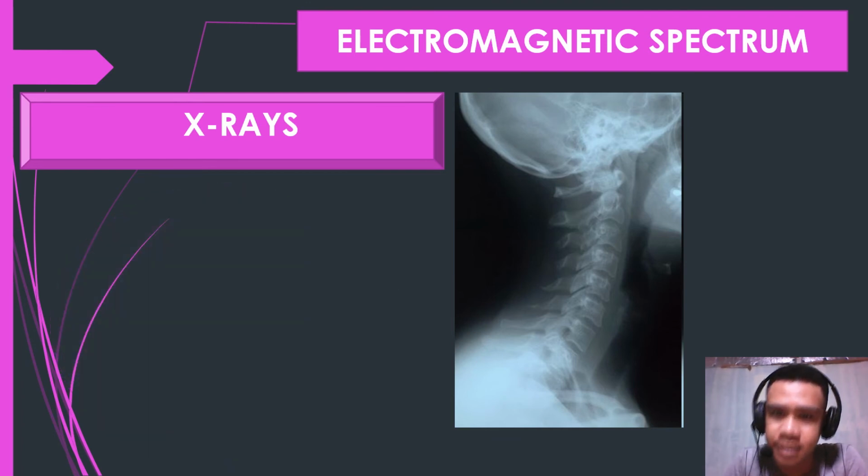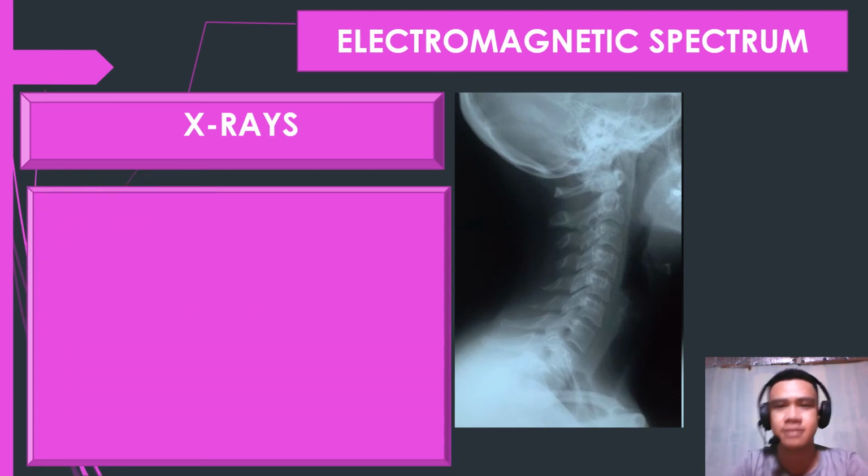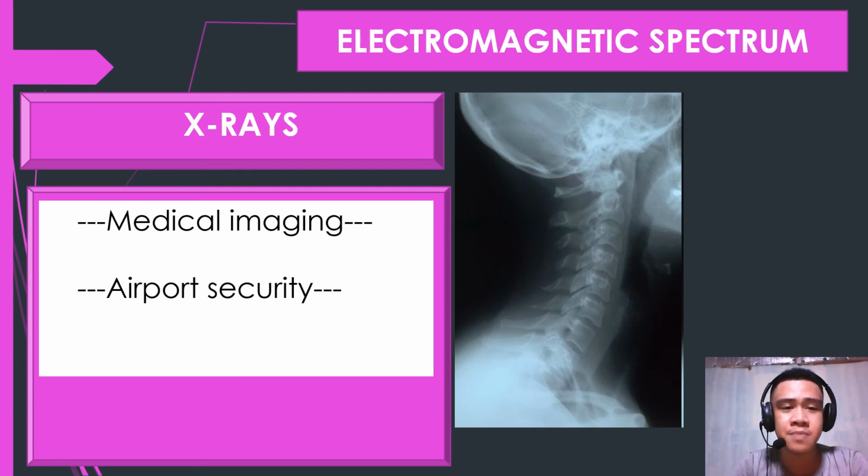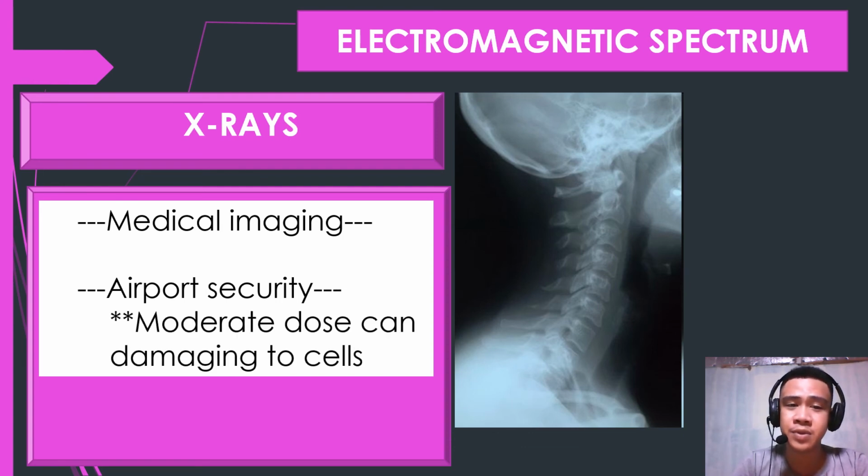So that is our neck, the bones of our neck. So when do we use X-rays? X-rays can be used in medical imaging and airport security. A moderate dose can be damaging to cells. A dentist uses X-rays to image your teeth, and airport security uses them to see through your bag. Hot gases in the universe also emit X-rays. How about bones and teeth? Bones and teeth absorb X-rays.